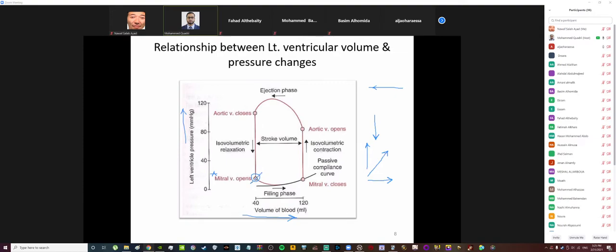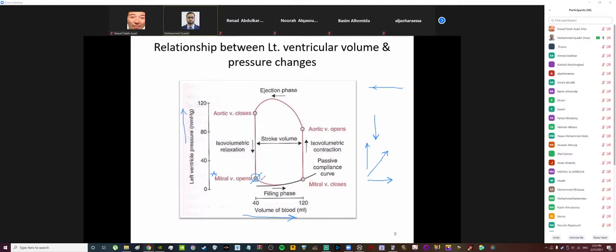Which phase are we starting? I want the girls to reply now because the boys have already attended this class with me. Isovolumetric contraction? Mitral valve opens. Which phase is it? The rapid passive filling. Rapid passive filling phase is starting now. The mitral valve opens and the filling of the ventricle is beginning. That is the rapid passive filling phase.